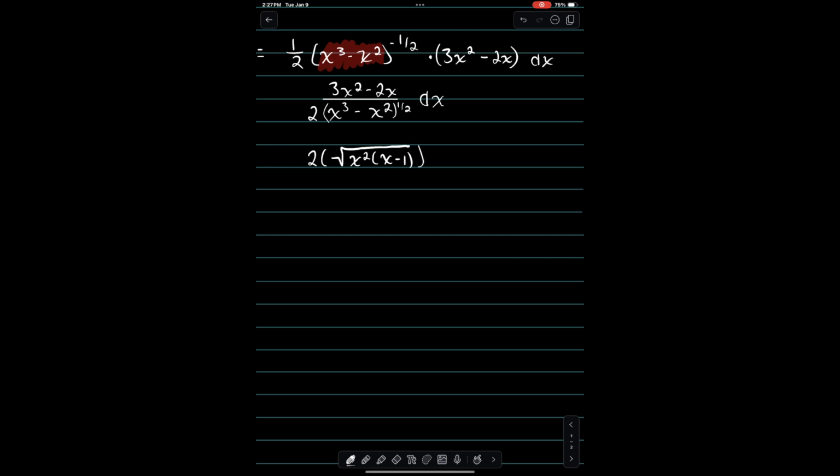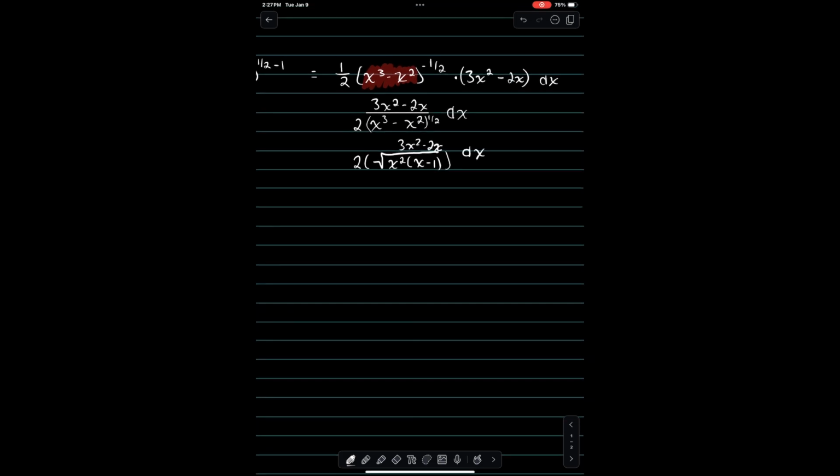All right? So we're still left with 3x squared minus 2x dx on the top. And then we can actually go a little bit further by taking the square root of a square, and we're just left with x, right? So let's put a line up here. So we get 3x squared minus 2x, and then on the denominator we have 2 times x times the square root of x minus 1, right? Because we took the square root.